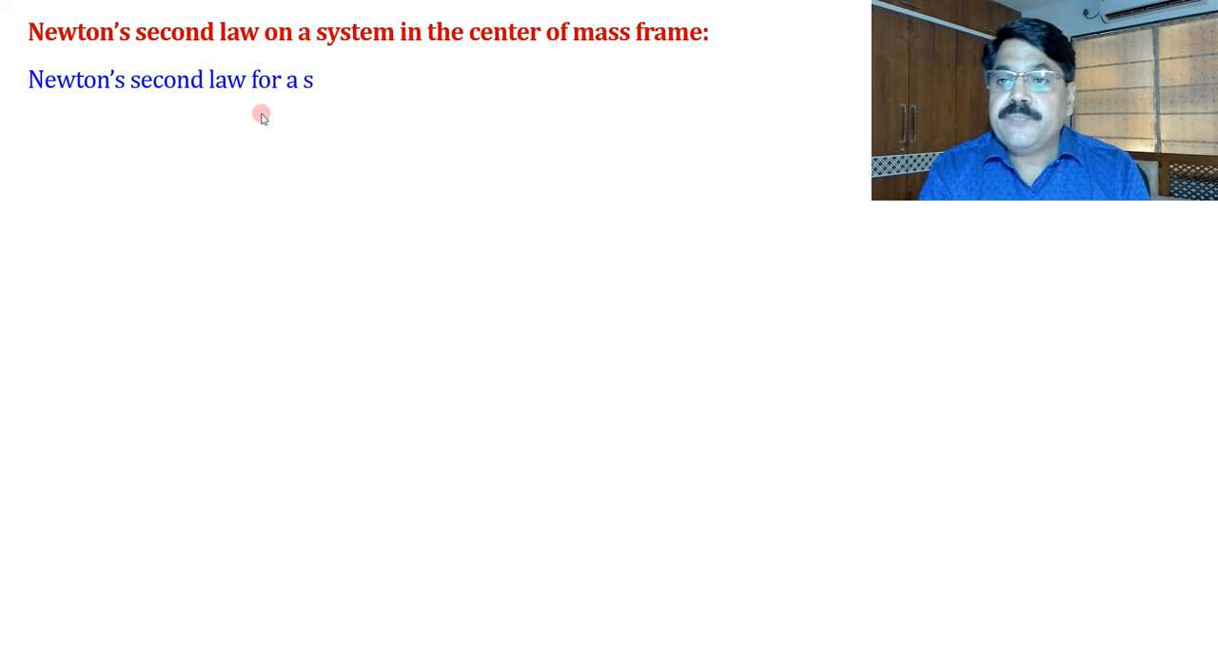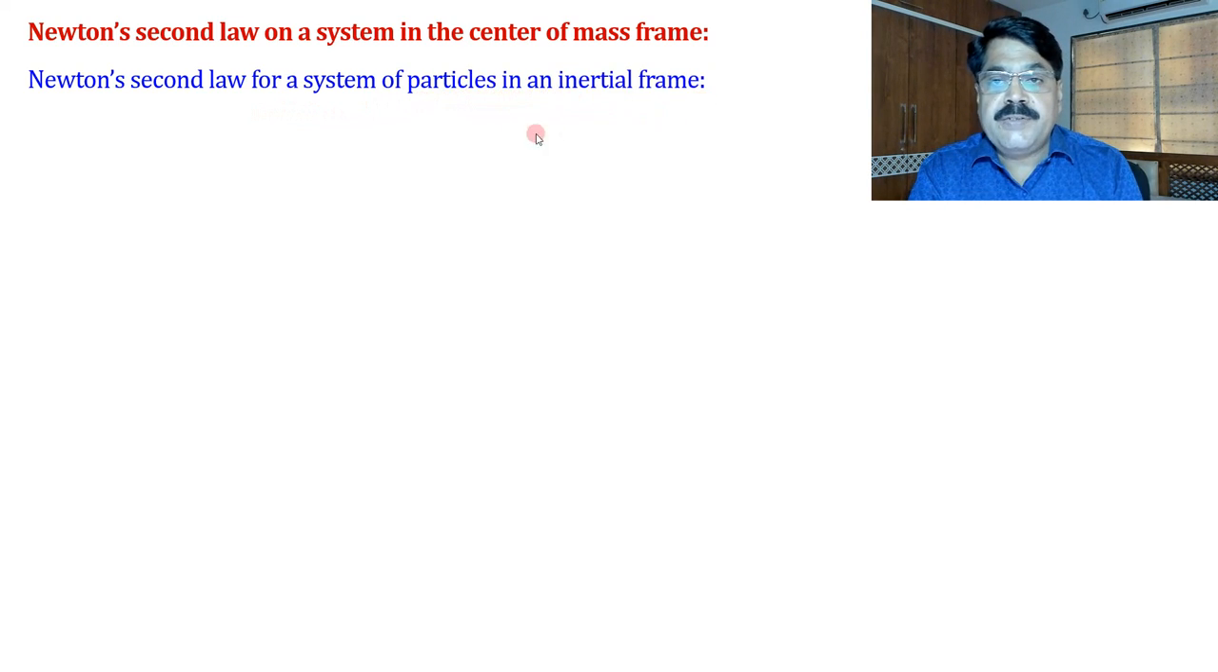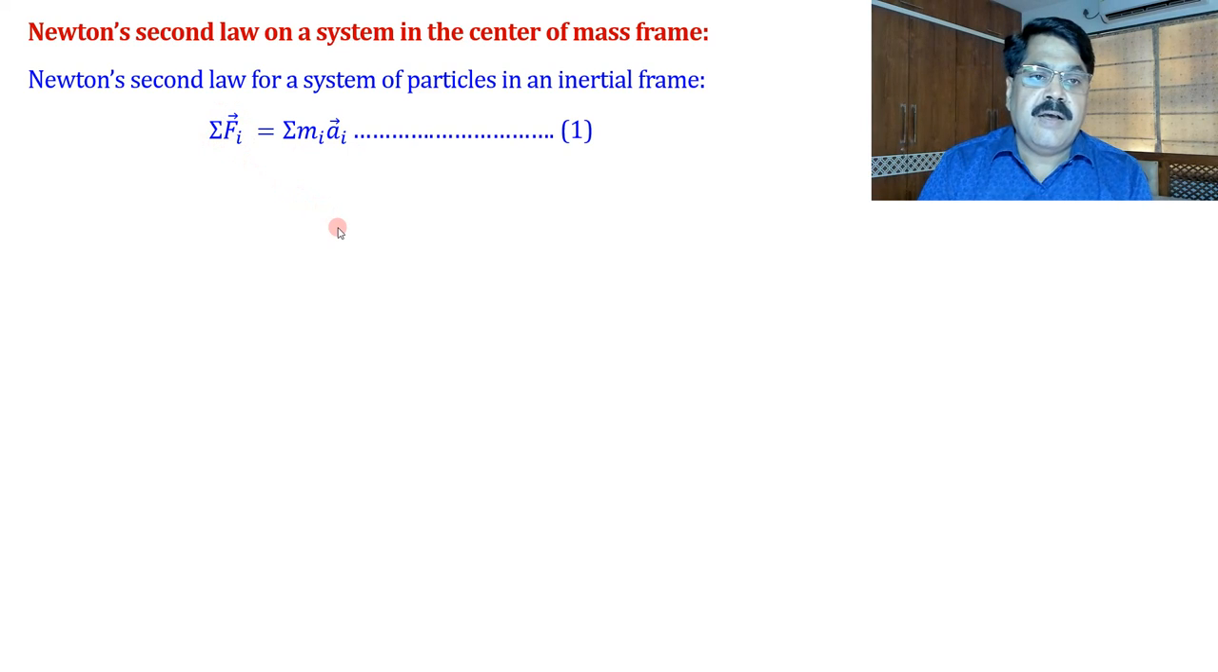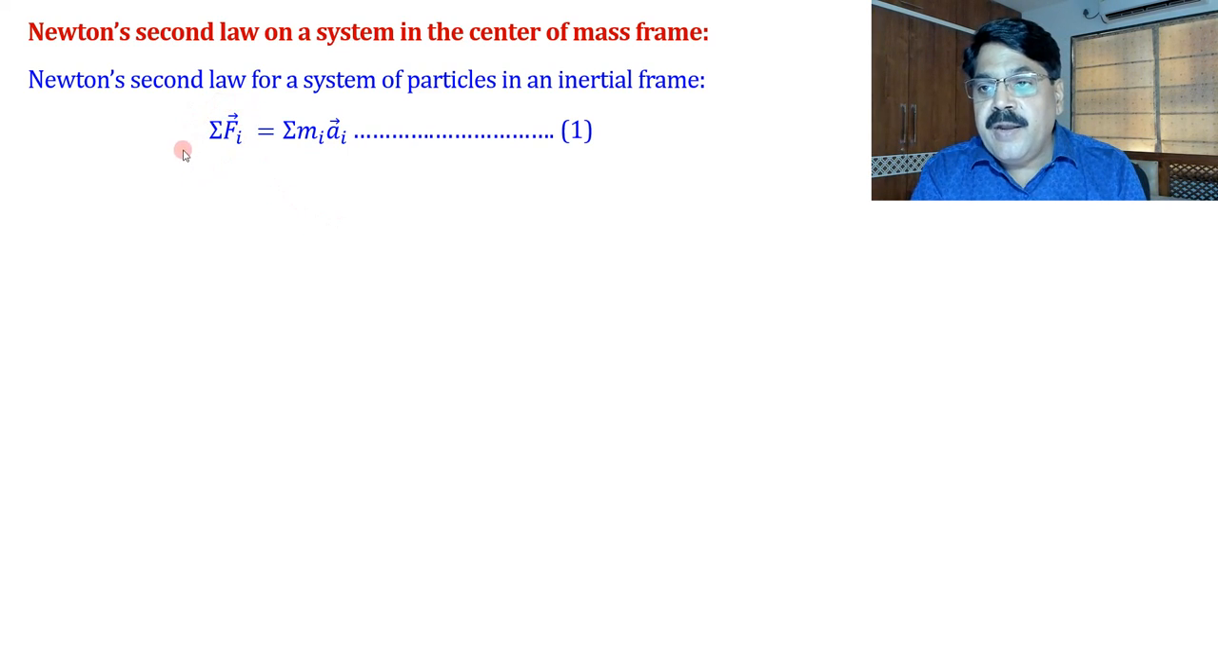Newton's second law for a system of particles in an inertial frame: summation Fi vector is equal to summation mi ai vector. Here Fi is the external force on the ith particle. So this is the net external force on the entire system, and this is the net effective force on the entire system. We call this equation 1, and we know that this equation is perfectly true.